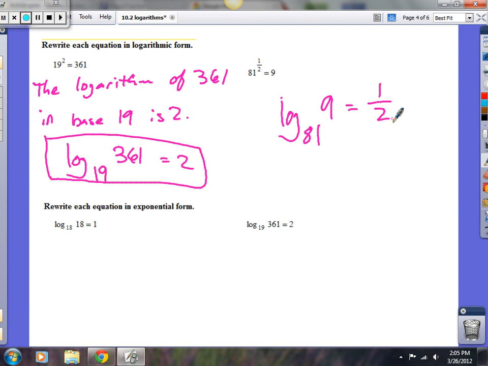Porter, can you go backwards? Yeah. Let's see it. Backwards. Can you take a logarithmic form and rewrite it in exponential form? So just write it like that.